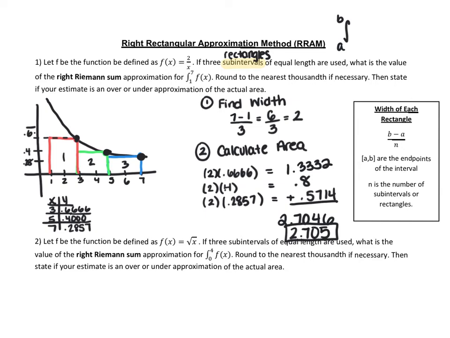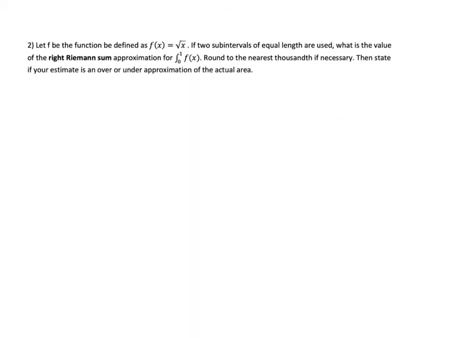The last question says, state if your estimate is an over or under approximation. Well, we can clearly see that it's an under approximation because I have empty spaces here. I know, bad example or bad picture, but yes, empty spaces there. So we will say that this is an under approximation.